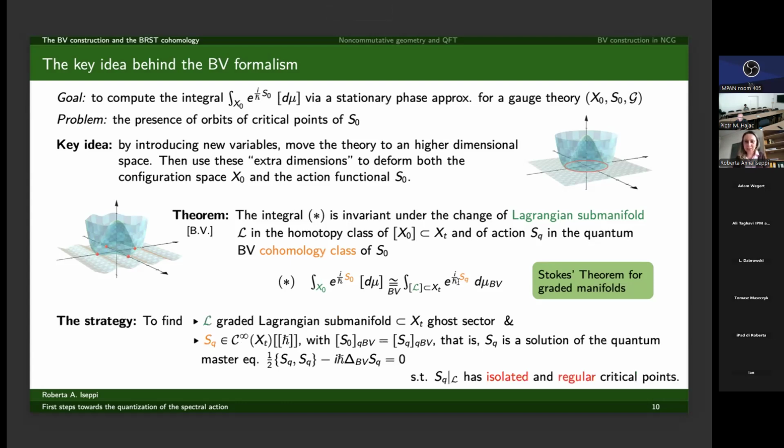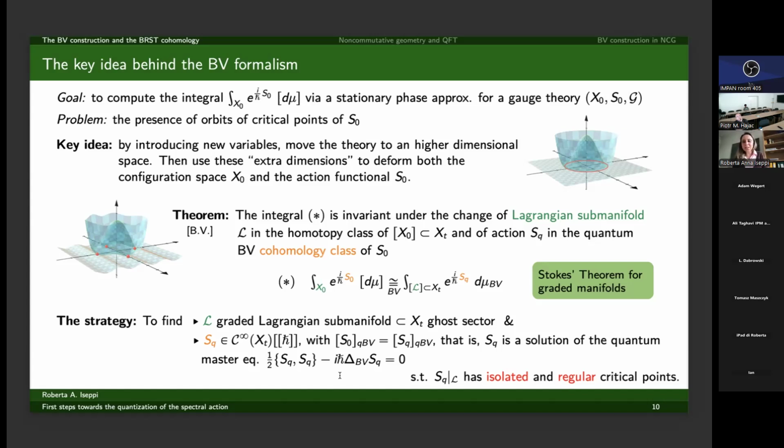We just need to find a new Lagrangian submanifold in this space of ghost and anti-ghost, and a new SQ that is asked to be a power series in h bar whose coefficients are ghost and anti-ghost, such that the quantum BV cohomology class of S0 coincides with the one of our new function. Equivalently, one can also ask that this SQ is a solution of the quantum master equation, something that looks like that. Here I'm using this Poisson bracket, whose structure comes naturally from saying that the only non-zero pairing is between a ghost and its corresponding anti-ghost. So it's really like the standard one you would have on a cotangent bundle. And this nabla is not going to play a big role in the following, but it is some kind of Laplacian in this context of graded manifolds.